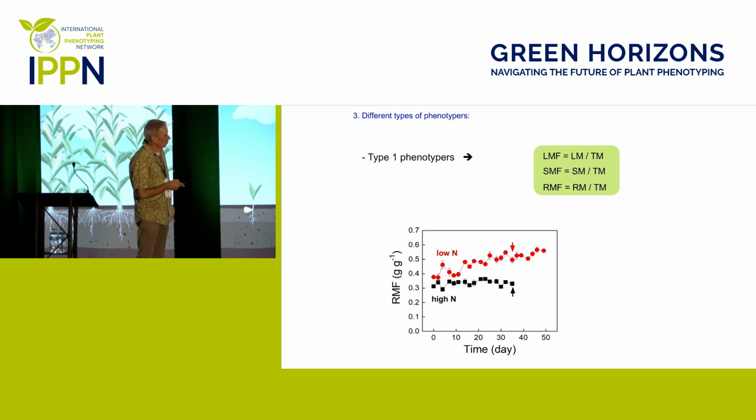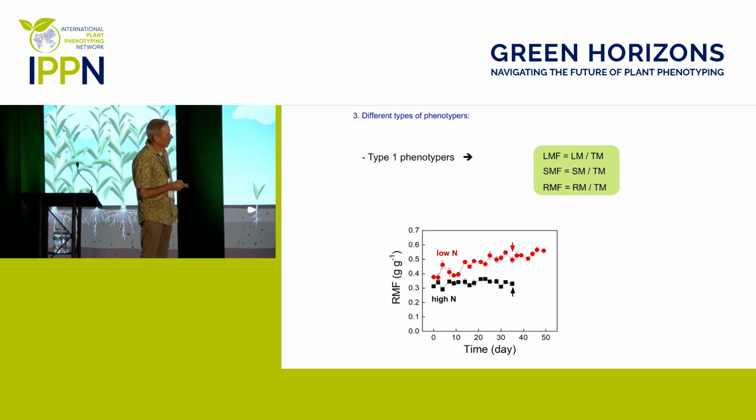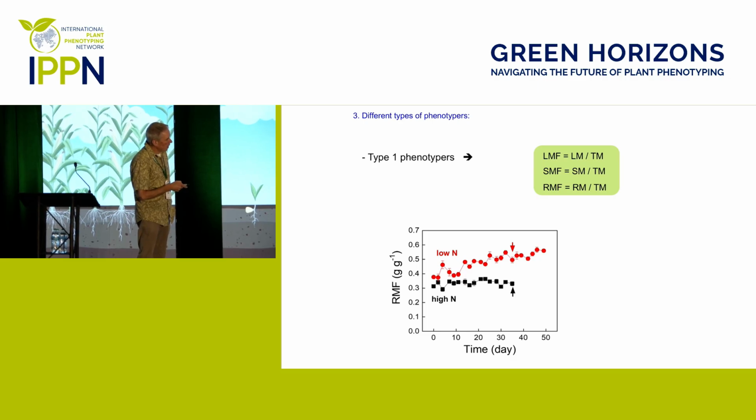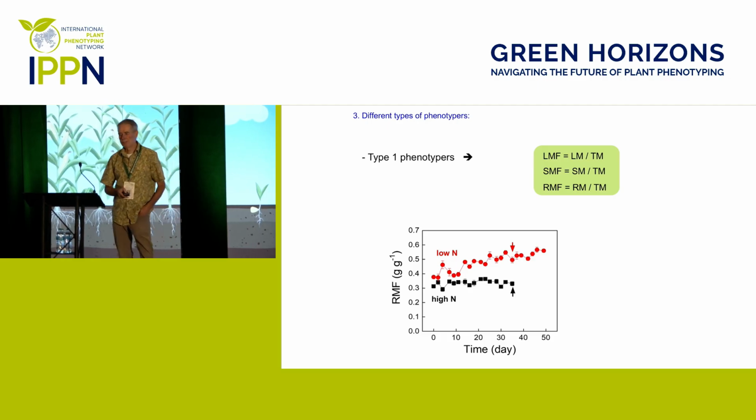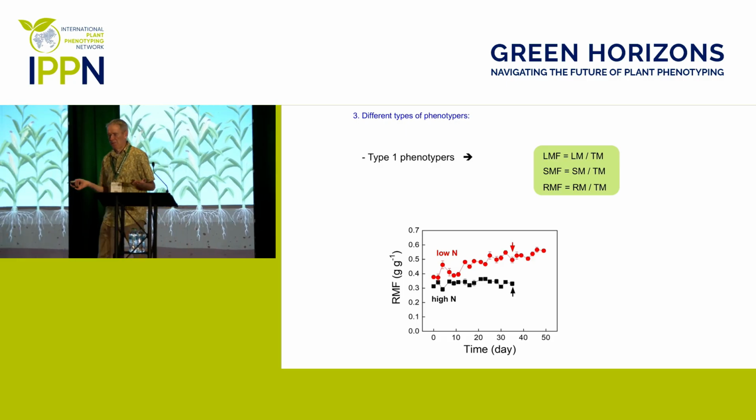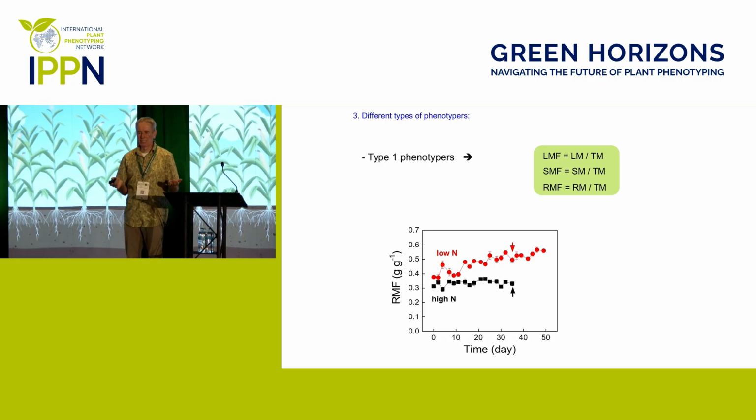And here's an example of an experiment we did with low and high nutrients, where we followed the root mass fraction over time. So we harvested the plants, we chopped them up, we measured the root mass fraction, and at high nutrients, you see the root mass fraction is about 0.32. But when you give less nutrients to the plants, over time, the root mass fraction increases to about 0.5. Right? And that is, in my view, a perfect analysis.